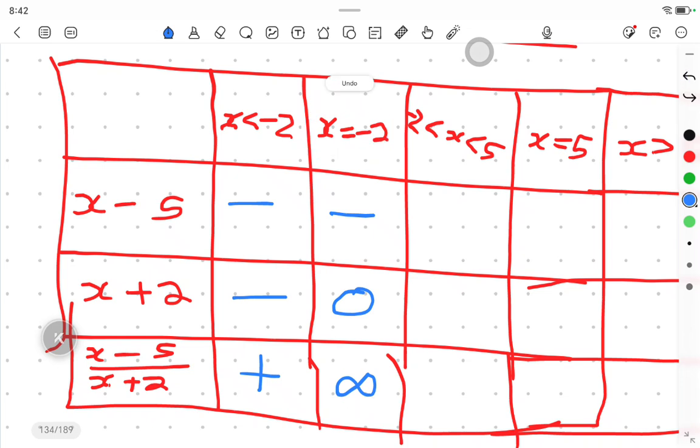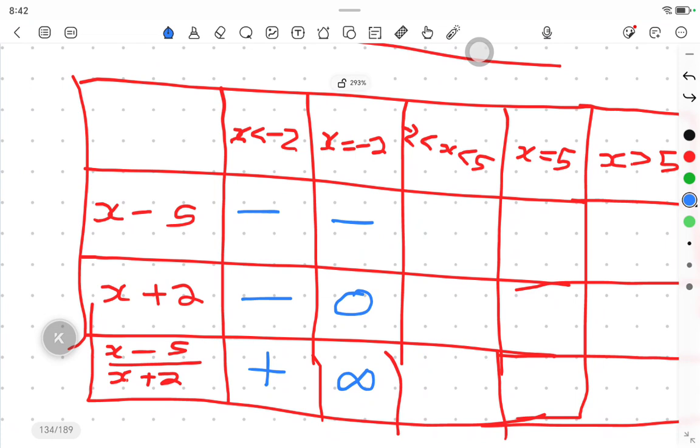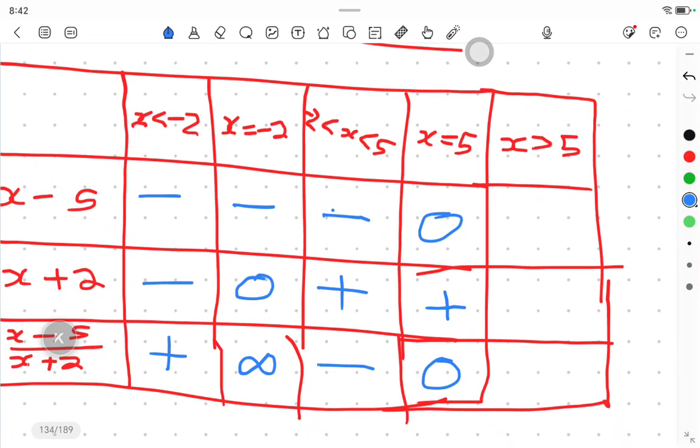So now if we take a number in between here, -2 and 5, we can take a 0 and plug here. I'm going to get a negative. If I plug a 0 here, I'll get a positive. Negative divided by a positive will be a negative. And then we come and plug a 5. If we plug a 5 here, we'll get a 0. If we plug a 5 here, we'll get a positive. 0 divided by a positive is a 0. And then here, if we plug any number greater than 5, we'll get a positive. This divided by this is positive.